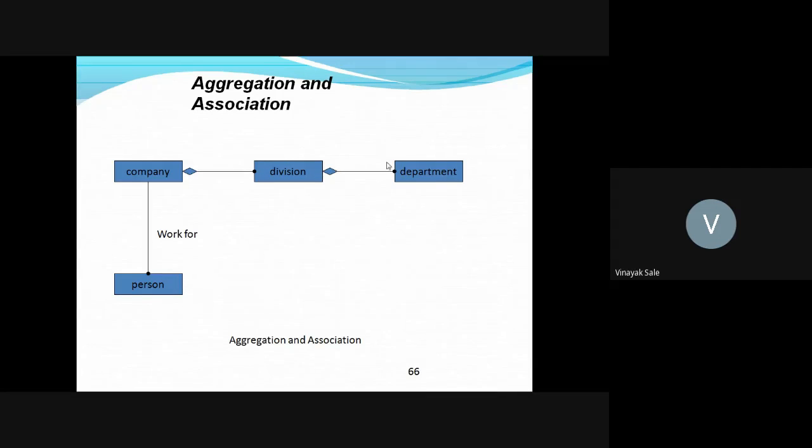So it is aggregation. A department belongs to a division, and a division belongs to a company. But there are many persons working in that company. That is association: they are not working for a division or a department, but for the company. Then the next concept is generalization.